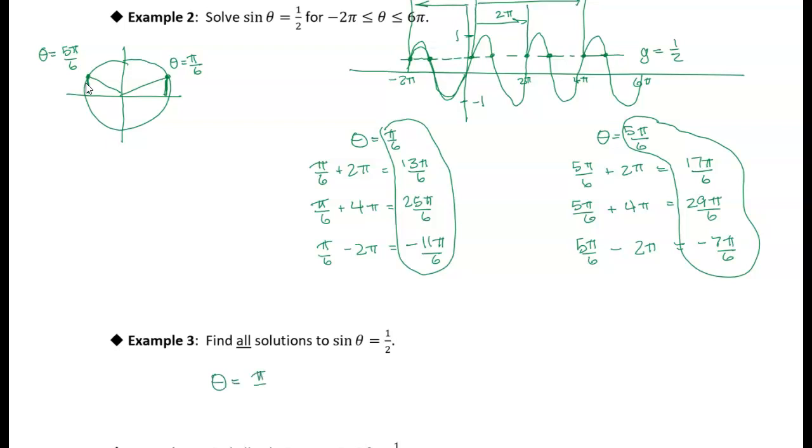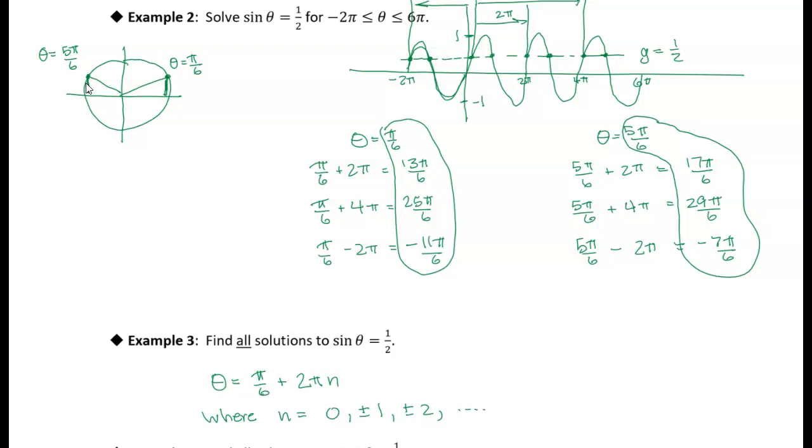pi over 6 plus, I can just add multiples of 2 pi. I could do 2 pi or 4 pi or 6 pi or 8 pi. And I can also go the other way. I can subtract 2 pi or 4 pi or 6 pi or 8 pi. All right, so I'm going to write that as pi over 6 plus 2 pi n, where n is an integer. Okay, so I'm just going to write down here, where n can be equal to 0, plus or minus 1, plus or minus 2, and so on. It could be any integer.